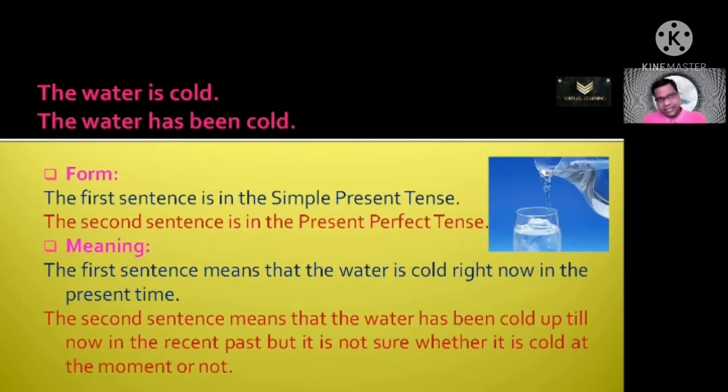Whereas the second sentence gives you a different meaning. The second sentence means that the water has been cold up till now in the recent past, but it is not sure whether the same water is cold at this particular moment or not. It has been cold, but whether it is cold now or not, that cannot be said. So this way you can have different meanings from both the sentences.